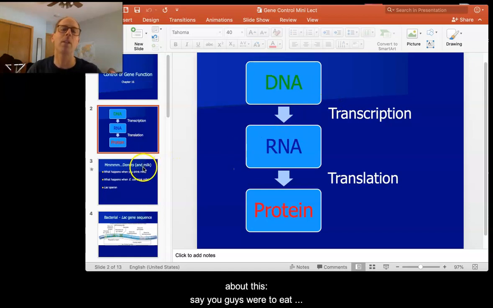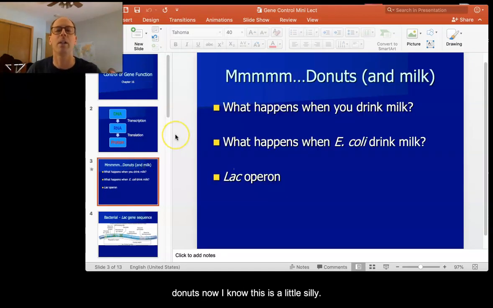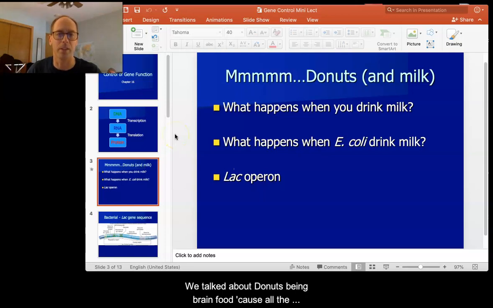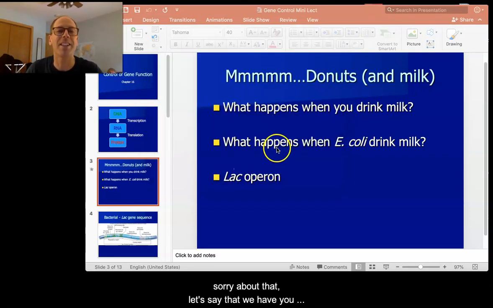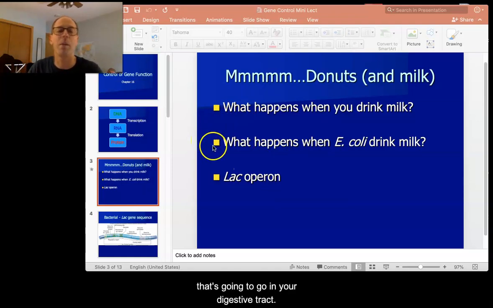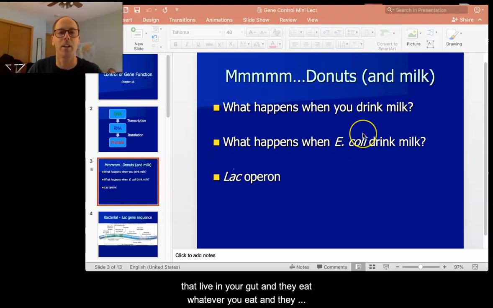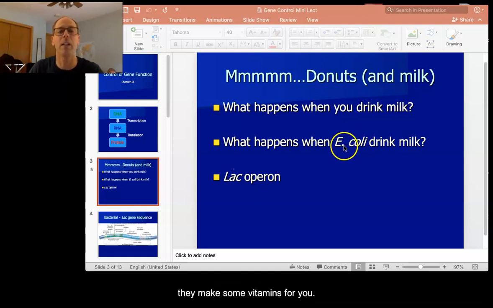So let's use an example to think about this. Say you guys were to eat donuts. Now I know this is a little silly. We talked about donuts being brain food because of all the glucose in the donuts. But let's say you guys get some donuts, you drink some milk, that's going to go in your digestive tract. In your digestive tract, you have a whole bunch of these bacteria called E. coli. They're the main bacteria that live in your gut, and they eat whatever you eat. They help take care of you, they help maintain a healthy gut, and they make some vitamins for you. But they're going to eat what you eat.